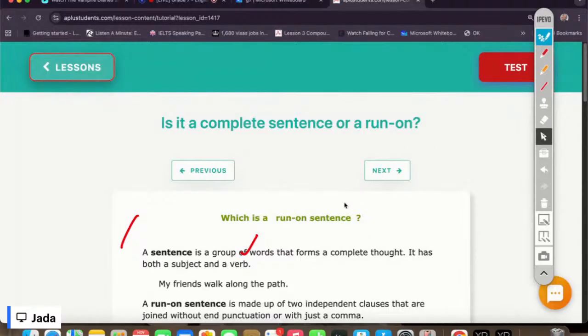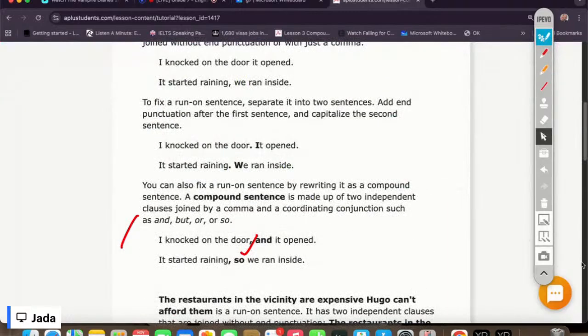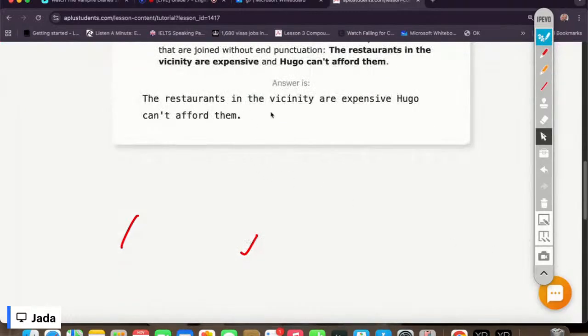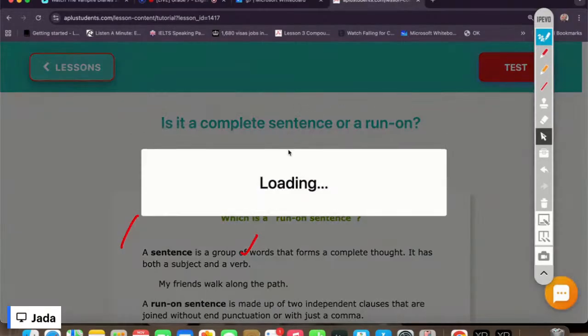All right. So let's look at some examples, which is a run-on sentence. So we have the restaurants in the vicinity are expensive. Who can't afford them? It's a run-on sentence because it has two sentences joined together.